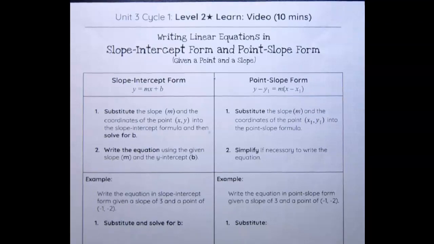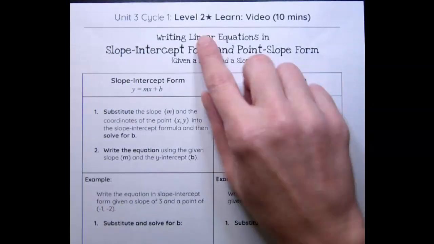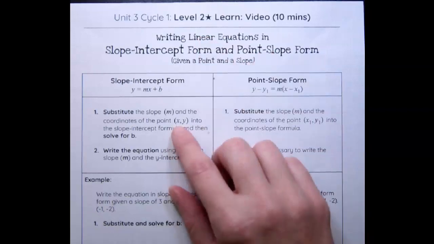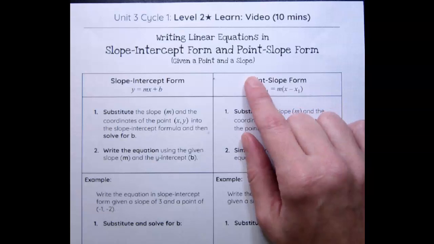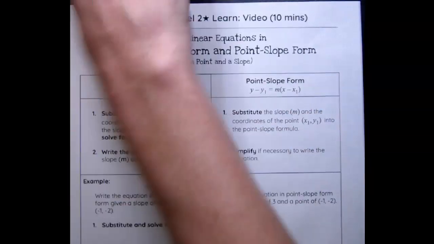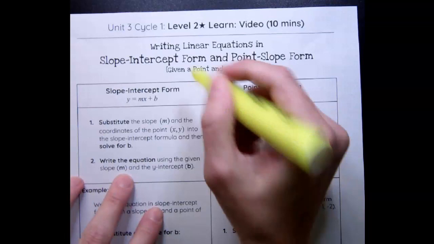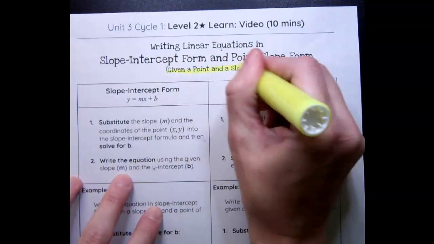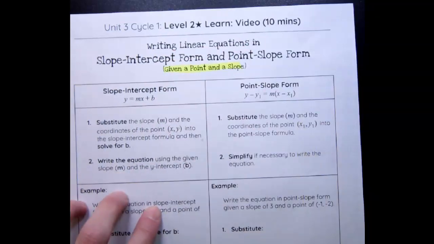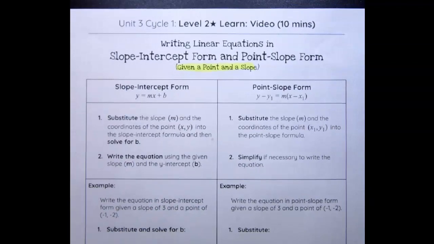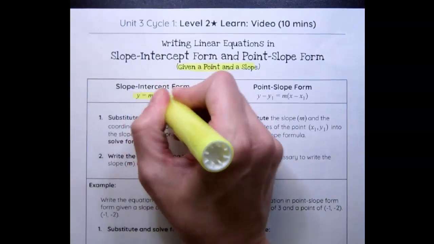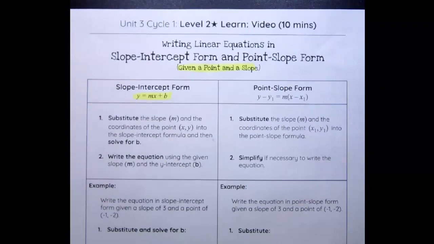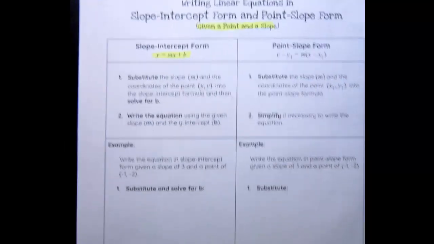So let's get started. I said already that it's Level 2 Star, and it is writing linear equations in slope-intercept and point-slope form if you are given a point and a slope. So make sure that you understand that these notes are if you are given a point and a slope. That's important. Slope-intercept form you should already be familiar with. It is y equals mx plus b. We'll get to point-slope form in just a few minutes.